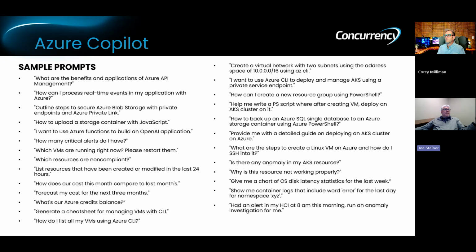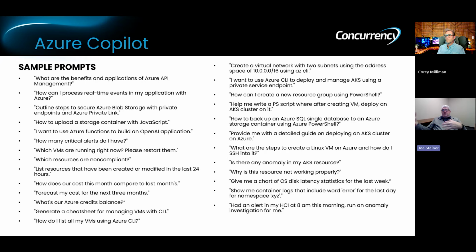I also can then, in the next one, you'll see it start to take action. Create a virtual network with 2 subnets using this address space, using AZ CLI. So it would create that using the right scripting for CLI. I want to use Azure CLI to deploy and manage AKS using a private service endpoint. It'll give you what you need to do that.